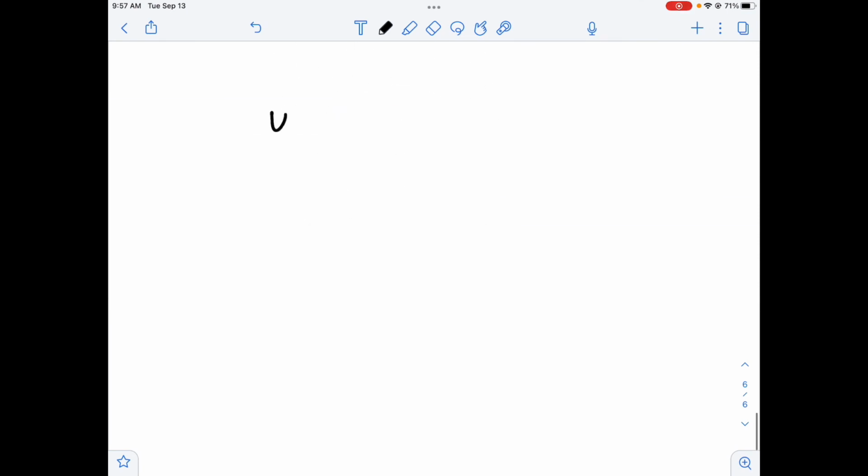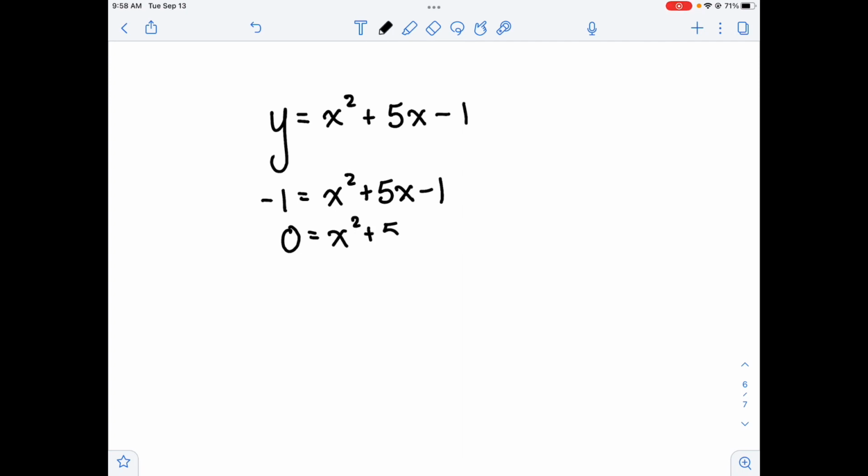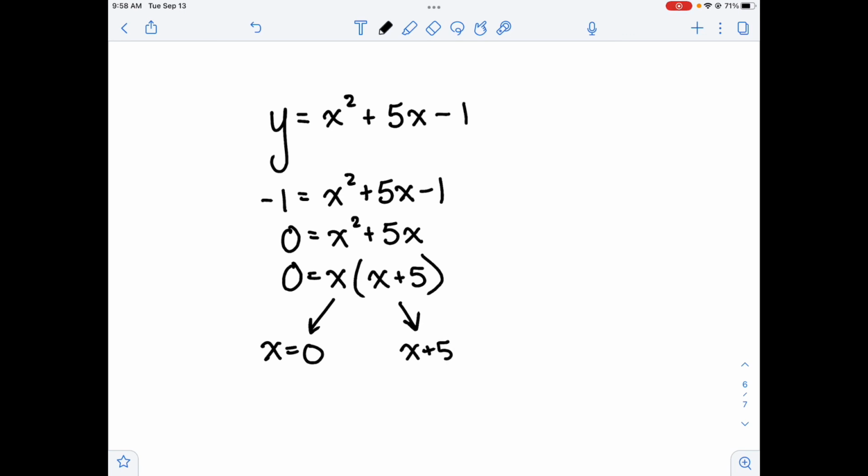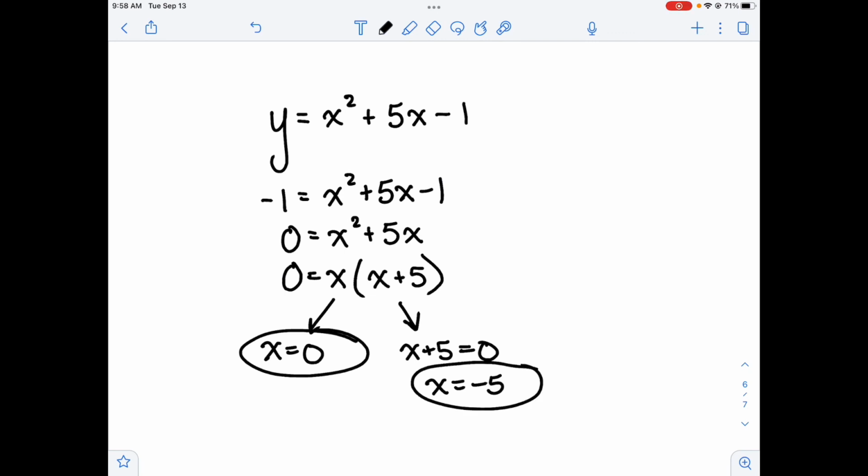Just a heads up, sometimes you'll get an odd number in the middle there. So let's say you had x squared plus 5x minus 1. So you're partial factoring, so you're subbing in a minus 1 for y. Then you're moving the minus 1 over. So the ones go away. So now you're factoring. Factor out x, because that's all they're divisible by. And set each term equal to 0. And we find out that our 2 points are 0 and -5.